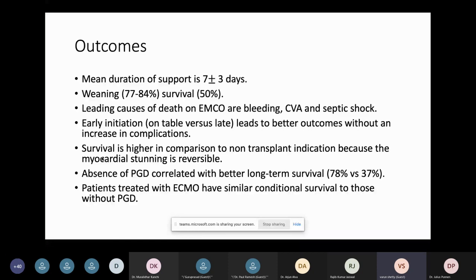In patients with transplant, comparing those with and without PGD, obviously those patients without PGD have better survival. But in those patients who have had PGD, have been put on ECMO and survived, they have comparable outcomes to those without PGD as well. So the take-home message is ECMO can be used as a reasonable salvage alternative for patients who develop PGD following transplant.